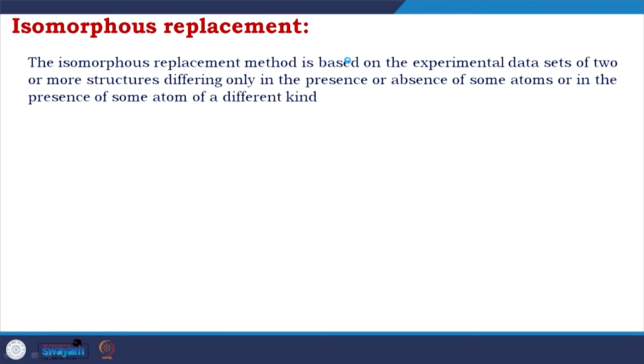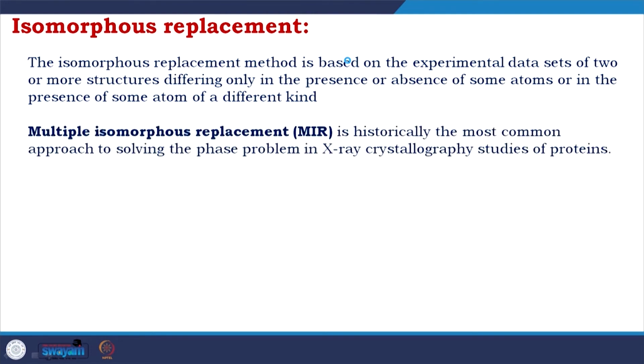What is isomorphous replacement? The isomorphous replacement method is based on the experimental data sets of two or more structures differing only in the presence or absence of some atoms or in the presence of some atom of a different kind. Multiple isomorphous replacement, or MIR, is historically the most common approach to solving the phase problem in X-ray crystallography studies of protein.